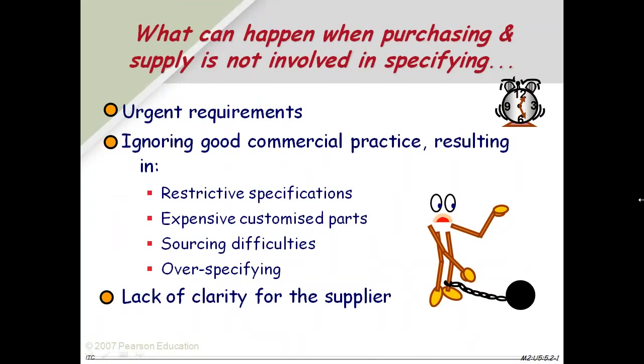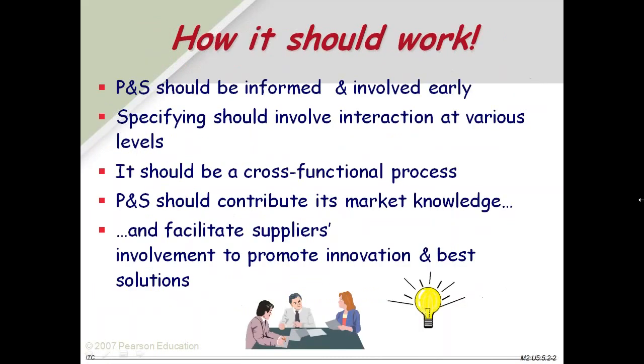Urgent requirements. Suppose sometimes you are not involved in procurement and supply. Nobody consults you. They just send you urgent, urgent, urgent. They write down the specification. That leads to restricted specification, expensive customized parts, sourcing becomes difficult, over-specifying. So this is where we want procurement and supply chain people to work very hand in hand with the customers. If you're not working hand in hand, then you are going to be under pressure all the time. That could lead to such things.